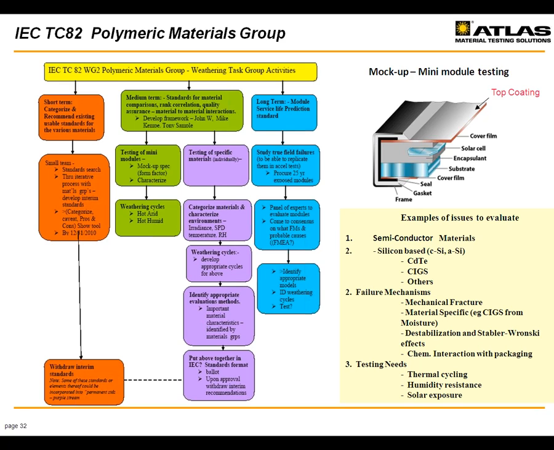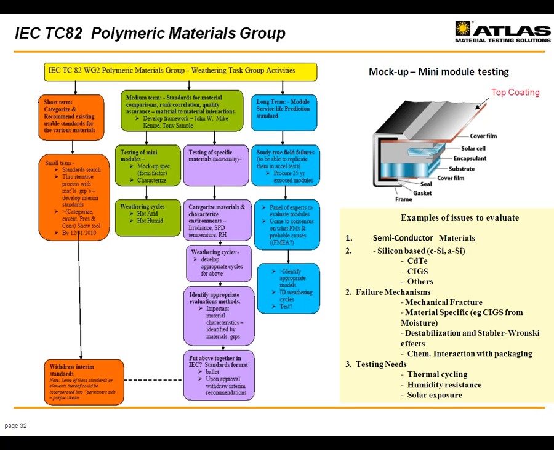And the purple team is looking at testing of specific materials by themselves in coupon format, much the same way that most materials are tested today. So from that standpoint, they're going to be looking at the output from the orange team to see if many of those standards can be used. If they can't be used as they exist verbatim, how can they be modified in order to make them more suitable for use for PV materials specifically? So that work is underway.